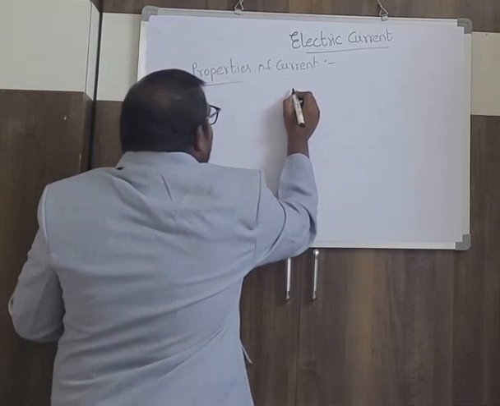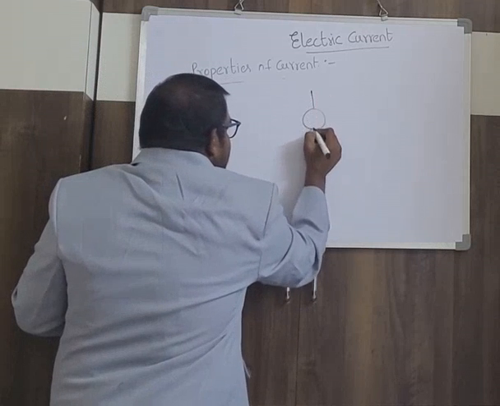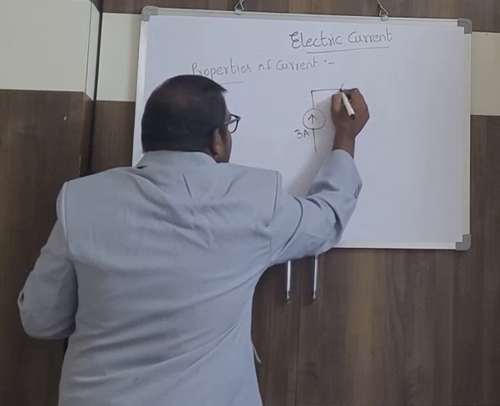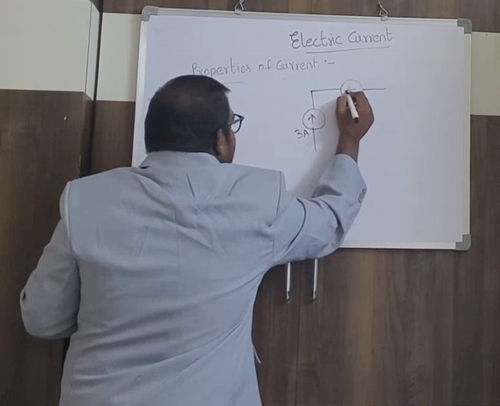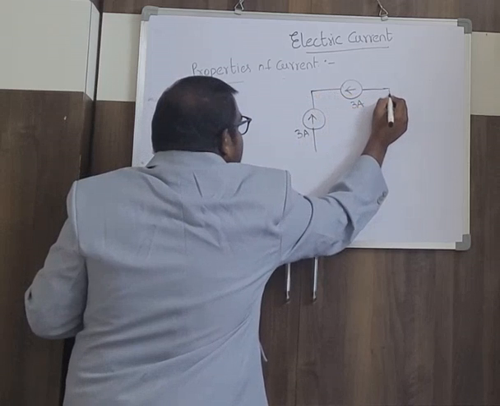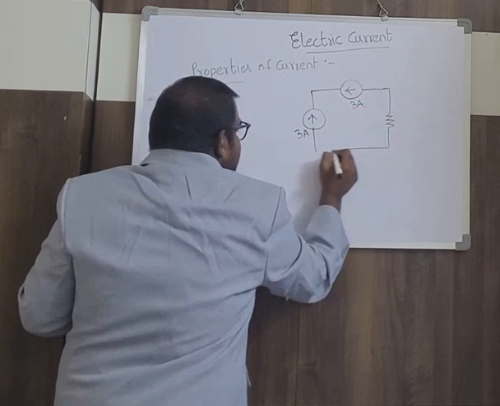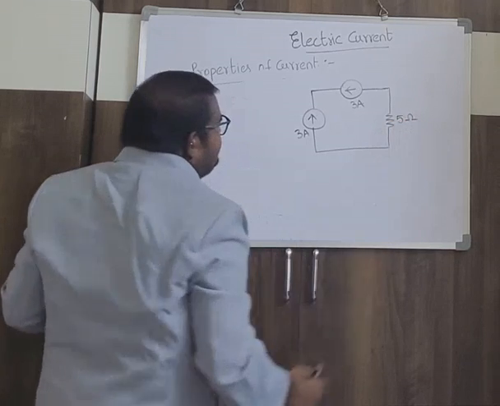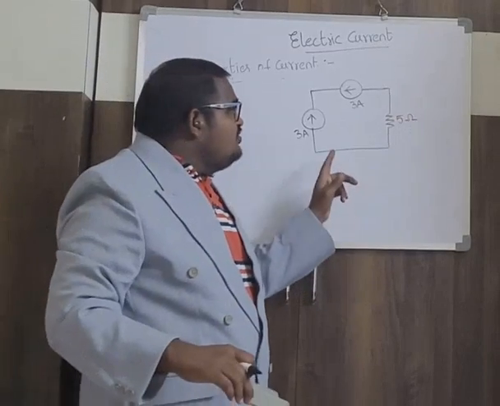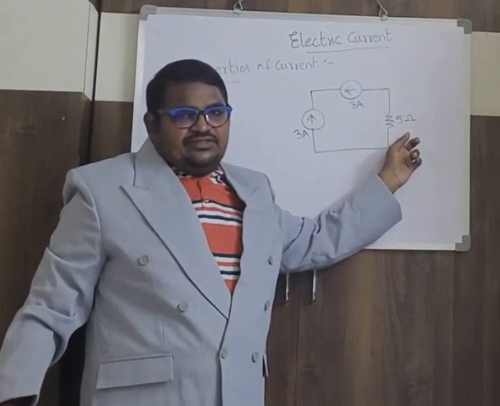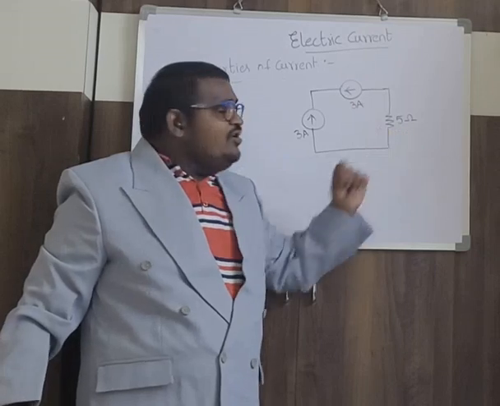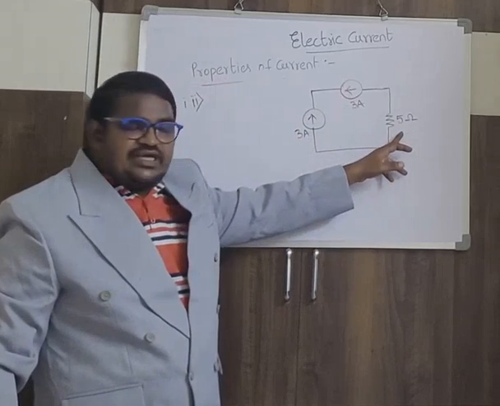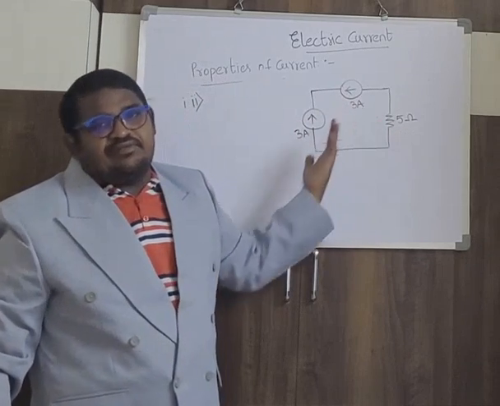Okay, next. I will give one more example. Suppose I have a circuit like this. This is 3 amperes and here also 3 amperes. This is a resistor of resistance 5 ohms. Now the question is, how much current is flowing through the 5 ohms? Generally we assume this is 3 amps, this is 3 amps, so the current passing through the 5 ohms is 3 amps only.